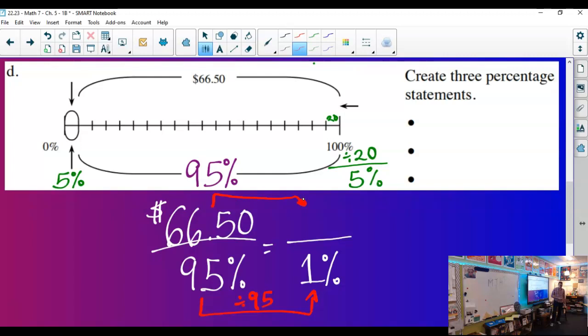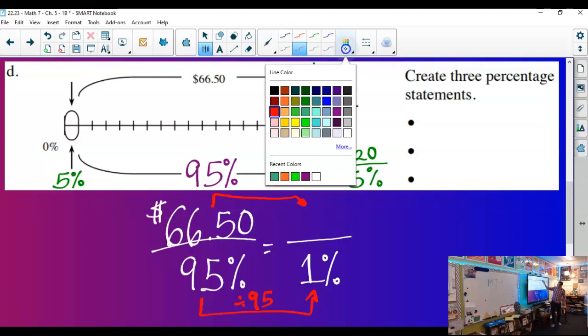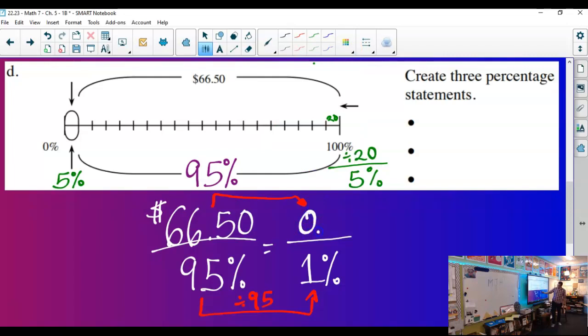60. What would that divide by 95? Yeah, because it has to do the same thing as the bottom. 0.7. Is it? So we get 0. Now with money, let's go ahead and go 2 decimal places.